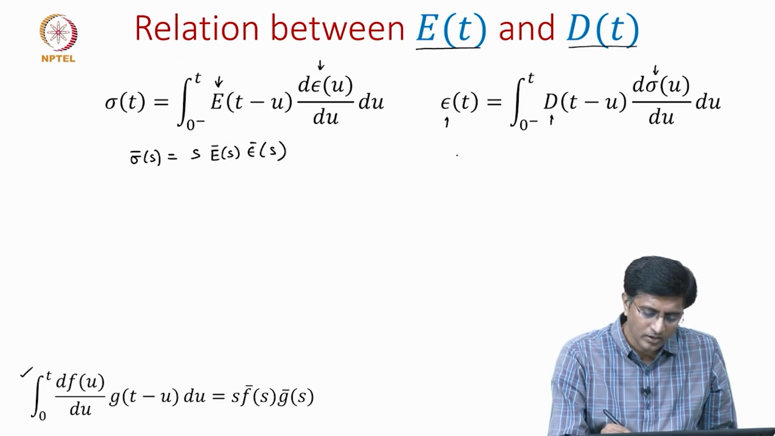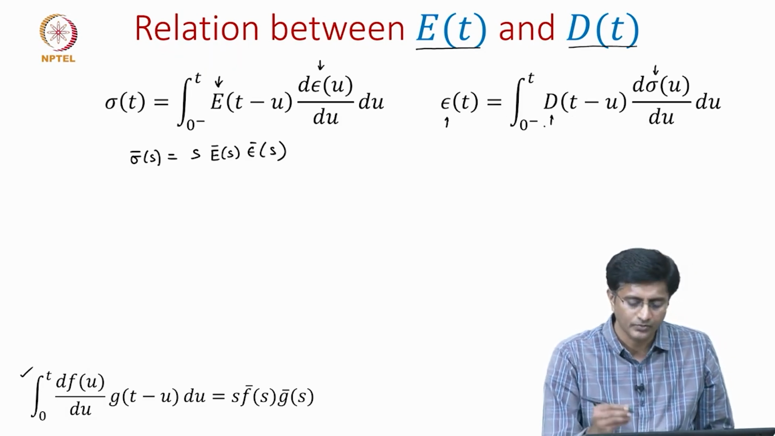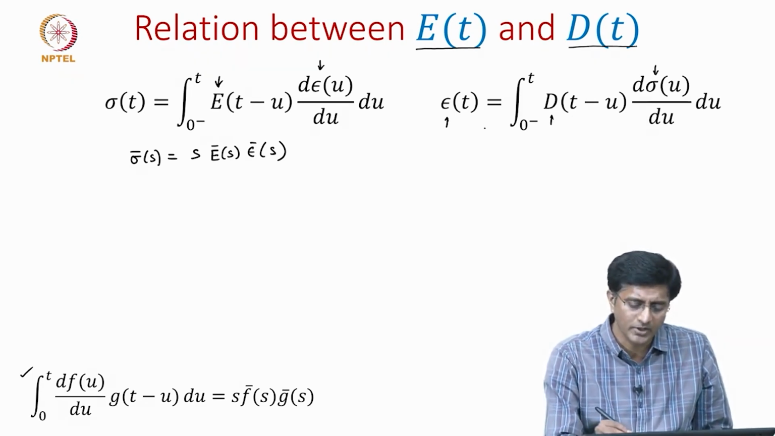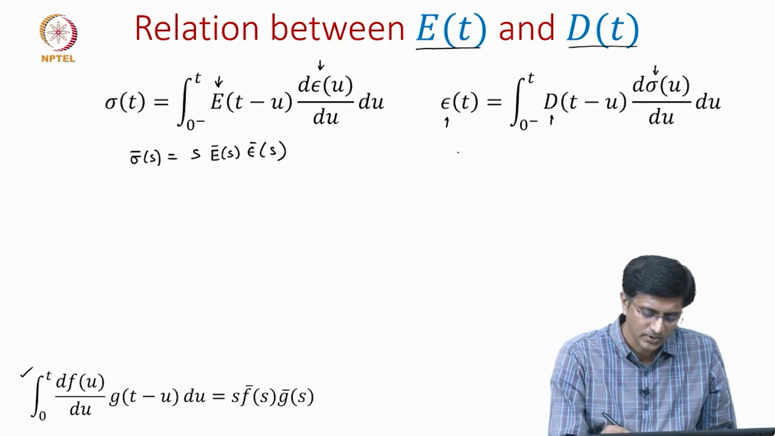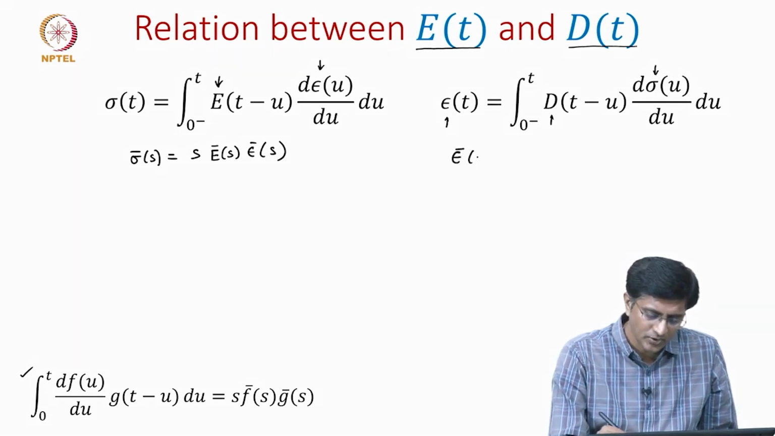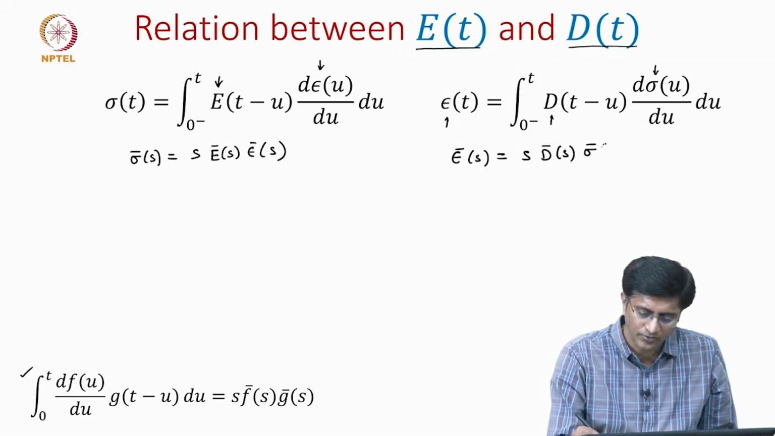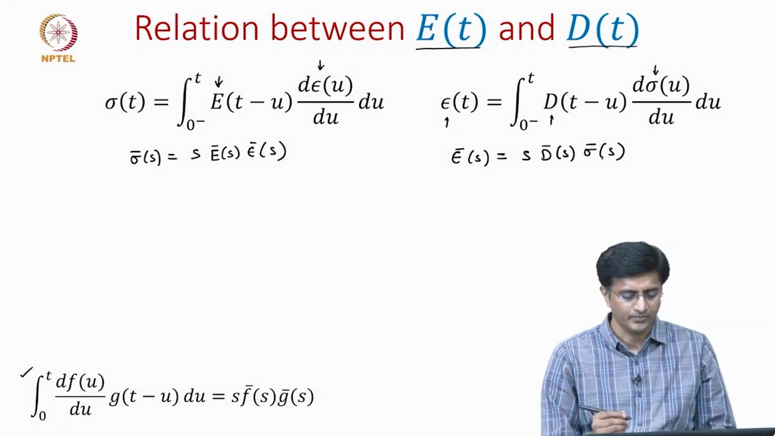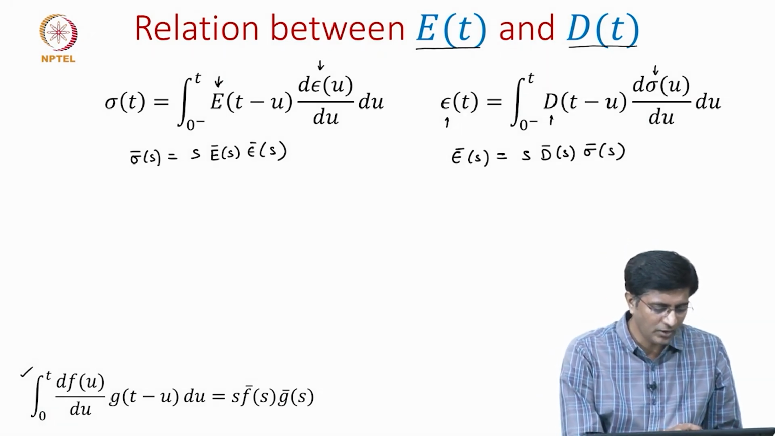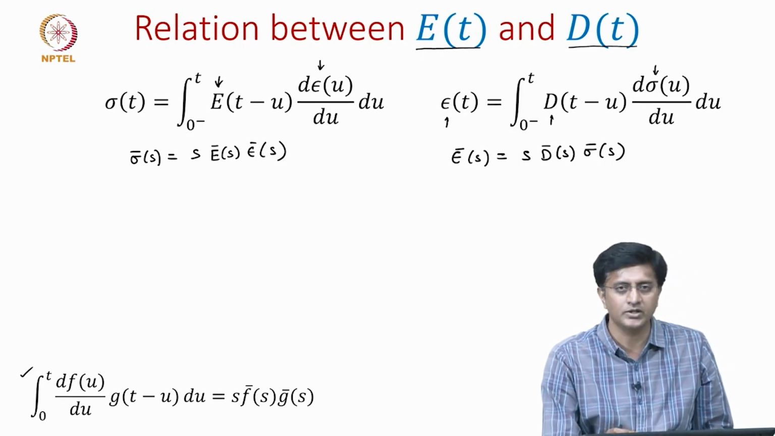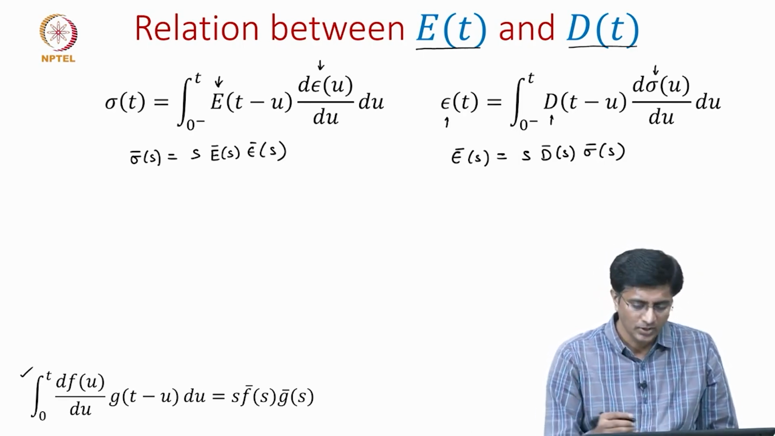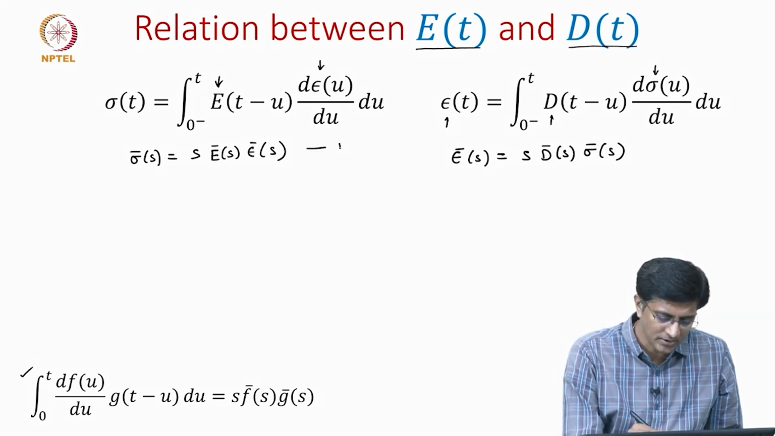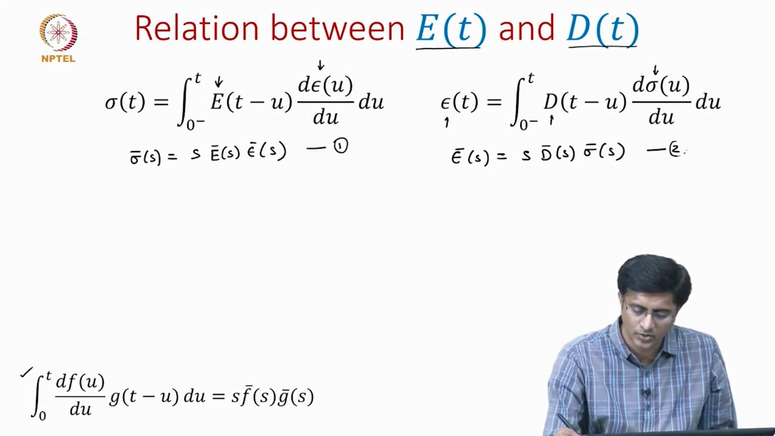Similarly, I can now apply the Laplace transform to the strain response as well. So then I have epsilon of s is s times D of s product with sigma of s. Okay. So on the left hand side we wrote it in the Laplace domain for the stress response, on the right hand side we wrote it for the strain response. Now, let us try to combine these equations. Let us say this is equation 1 and this is equation 2.